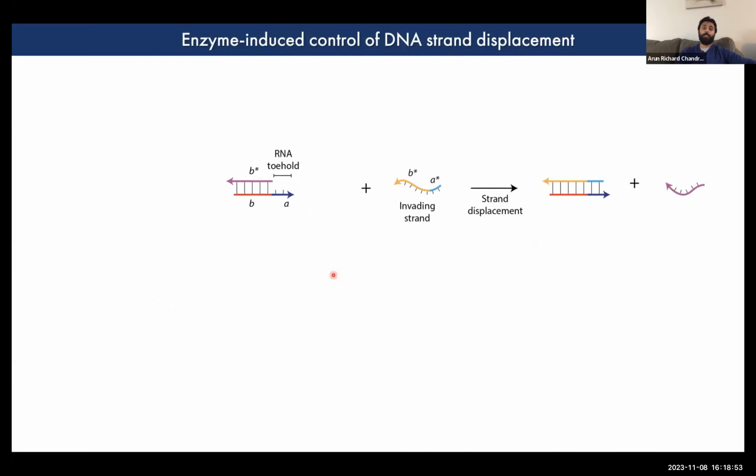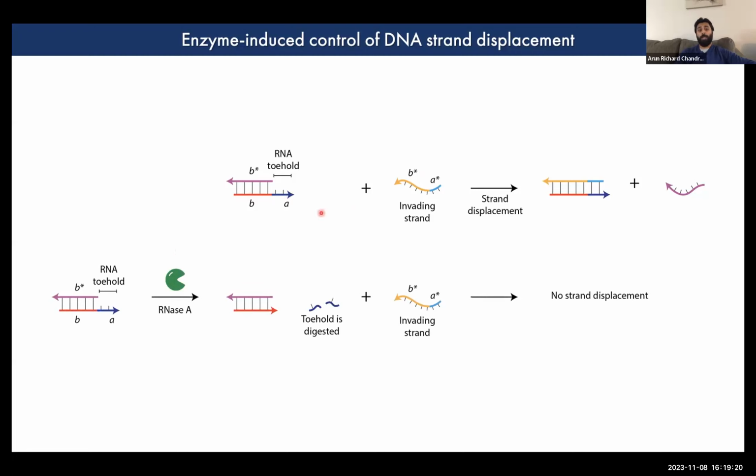And next, we tried to see if we can do a similar process, but using RNA and RNA-degrading enzymes. So here we incorporated an RNA toehold, and I would like to stress that the lower strand here is a DNA-RNA chimera. The B sequence shown in red is DNA, and the sequence A in blue is RNA. So now if you add an invading strand, again, strand displacement happens and the shorter strand is kicked off.